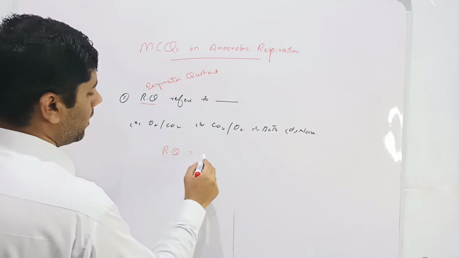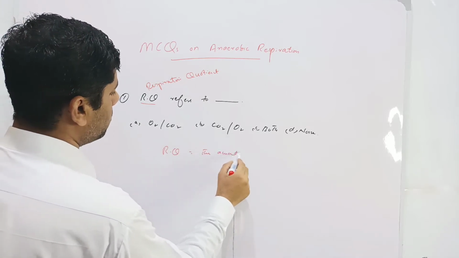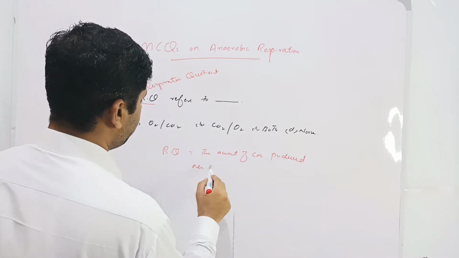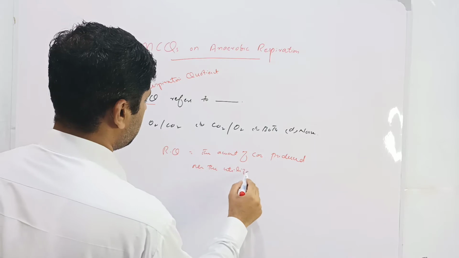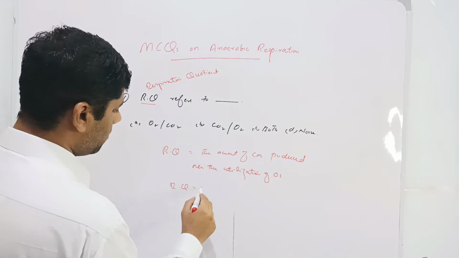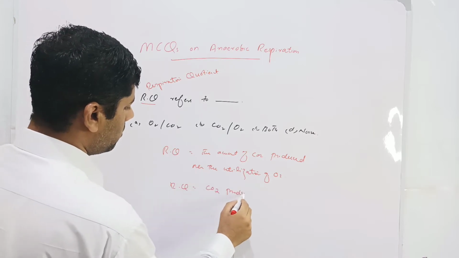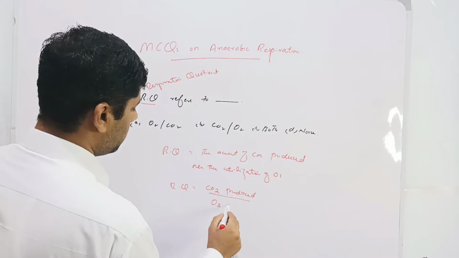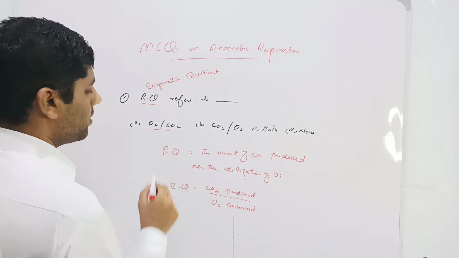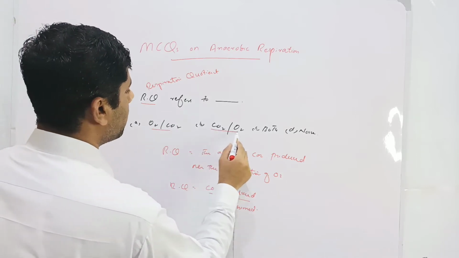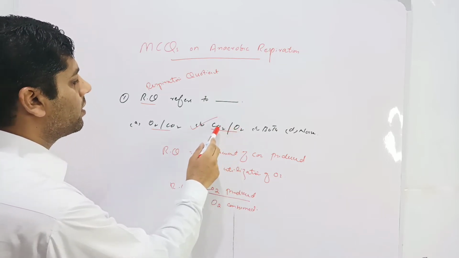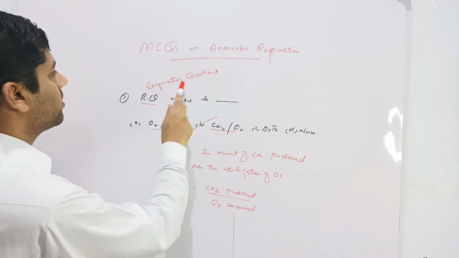Respiration quotient means the amount of carbon dioxide produced over the utilization of oxygen. It is the ratio between carbon dioxide produced and oxygen consumed. So the given option oxygen to carbon dioxide ratio is incorrect, and the option carbon dioxide to oxygen, this is the ratio between the consumption of oxygen and production of carbon dioxide, is referred to as respiration quotient.